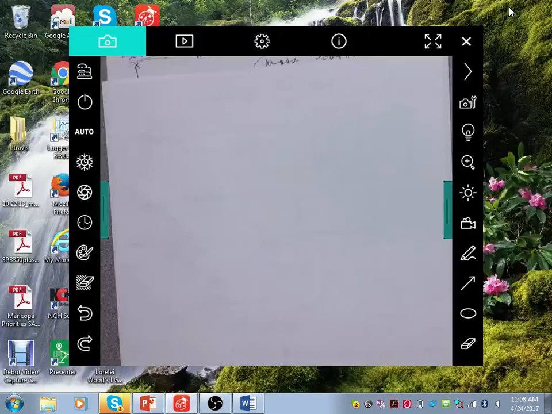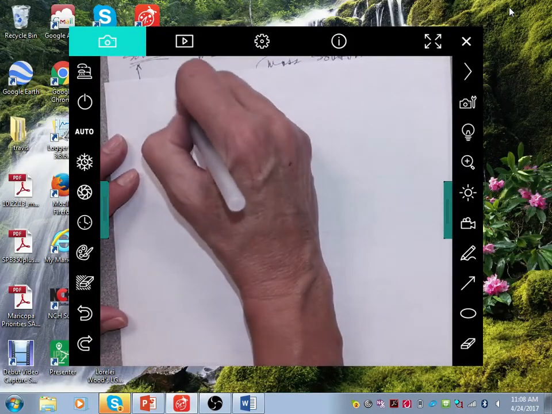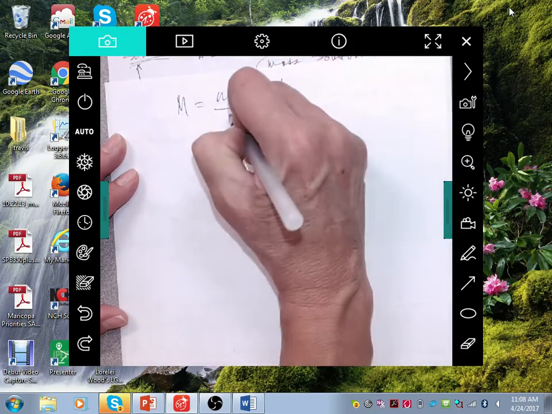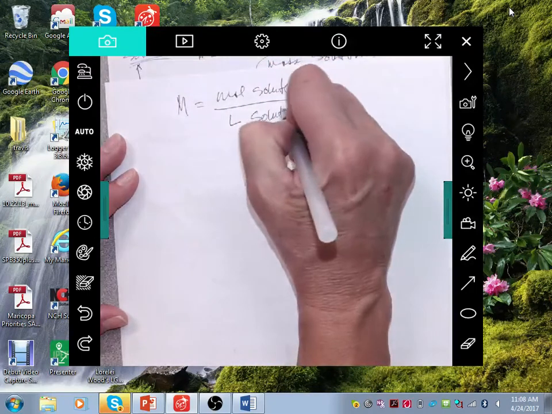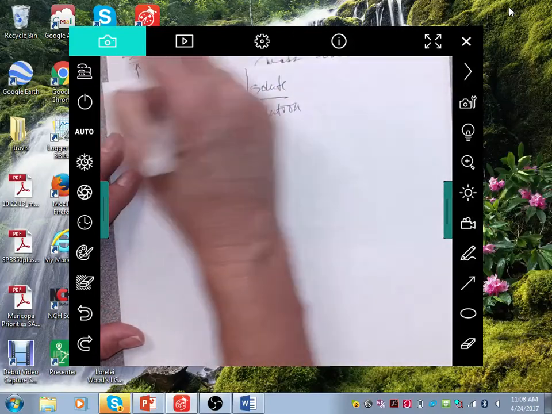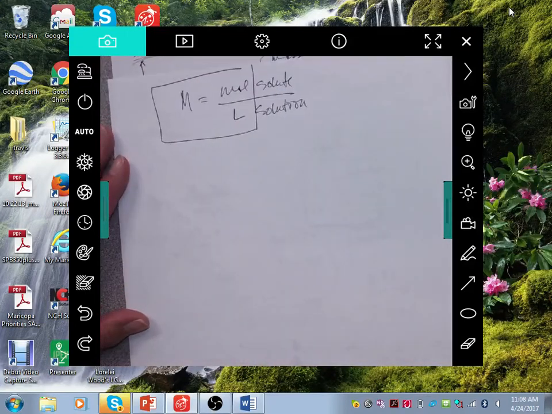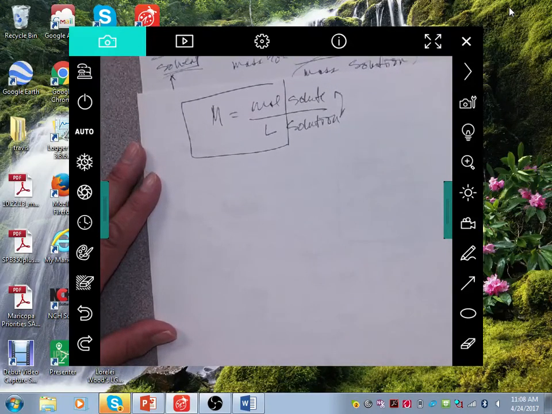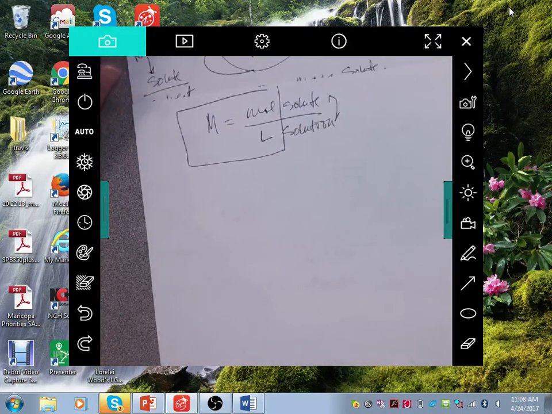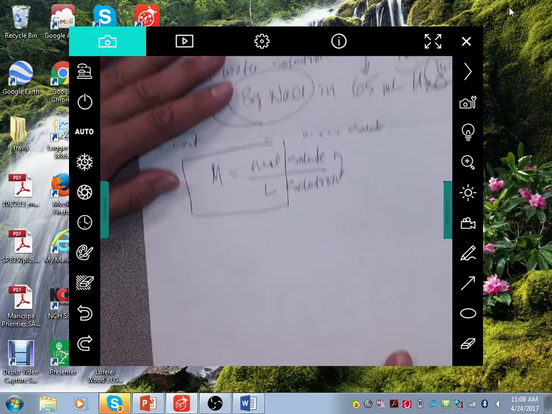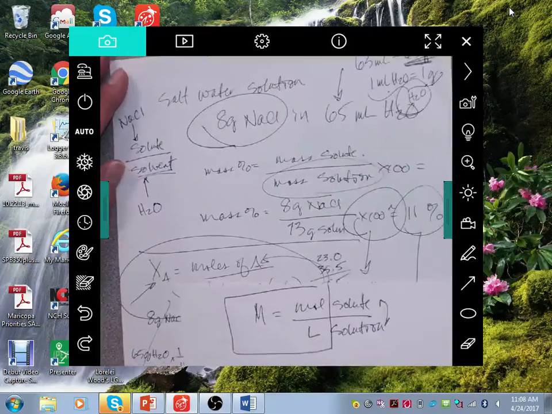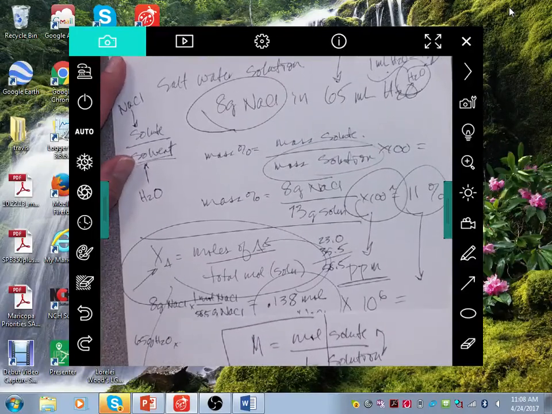Calculate the molarity of our solution. Okay, molarity is moles of solute divided by liters of solution. We're used to seeing molarity as being that portion of that formula, but I also want to show you that it's a ratio of solute to solvent. All right, so if I have my same solution, my 8 grams of NaCl and my 65 mils of water, do I have some numbers here that I could use to calculate my molarity? I think I do somewhere.